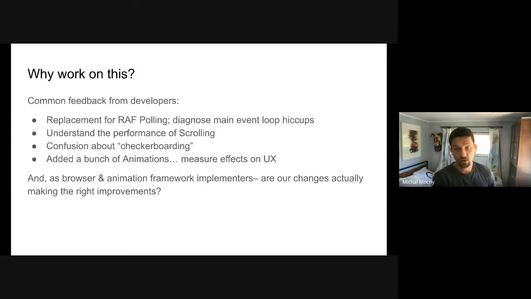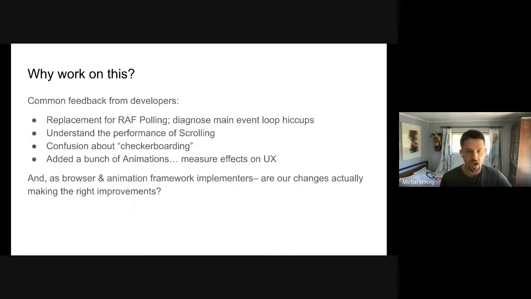So why even work on this? Very common feedback from developers includes the following. For one thing, a replacement for RAF polling to diagnose main event loop hiccups. RAF polling, for those who don't know, is using the requestAnimationFrame API to continually ask for animation frame callbacks, count how often those actually get fired as compared to the expected number, and guess how often the main thread, and therefore the event loop, was blocked, preventing animation frames.